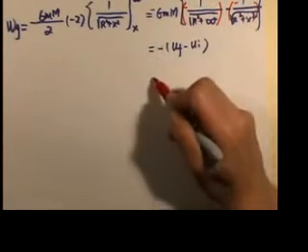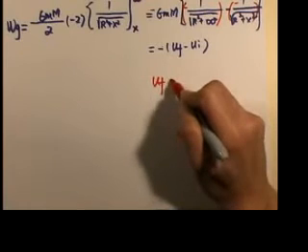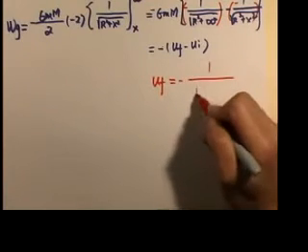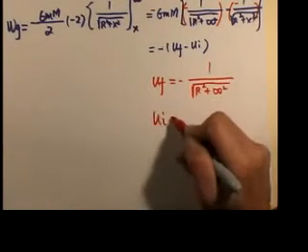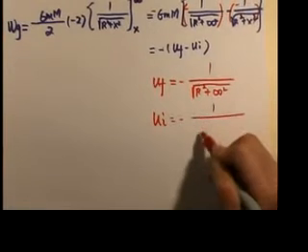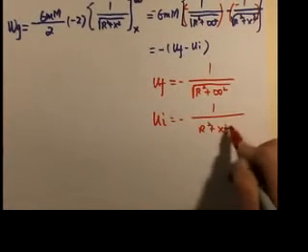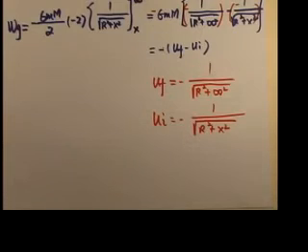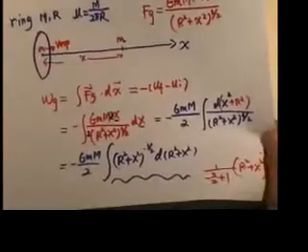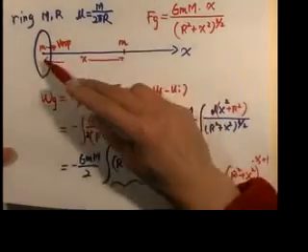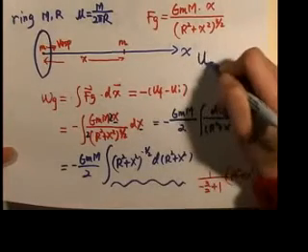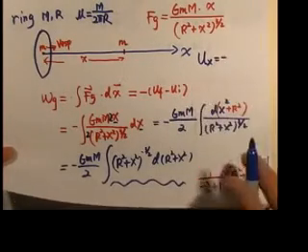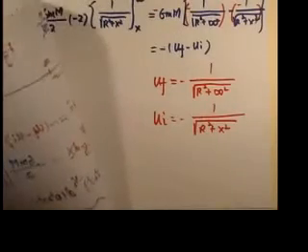This tells us U final is negative over the square root of r squared plus infinity squared. U initial is negative, that's that, over the square root of r squared plus x squared. What does that tell us? That tells us when the little m is x meters away from the ring, its potential energy U of x is negative, as we can see right here, right?